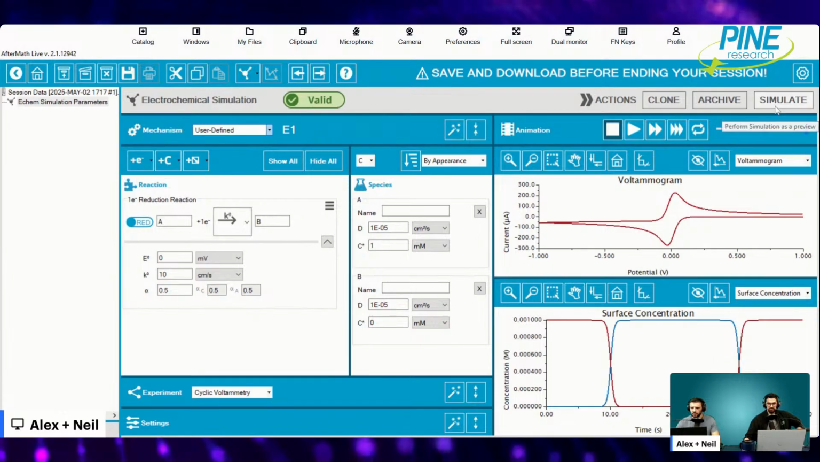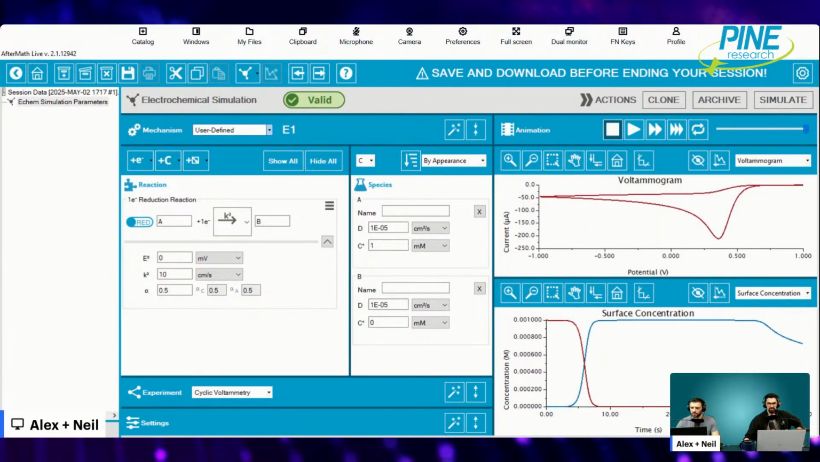And when we simulate this, the voltammogram looks very different. Now, notice one thing to keep in mind is that the current axis changed a little bit. This is the same amount of current as before, but you'll notice there is nothing coming back. There is no oxidation process. We only reduced A to B, but B didn't go back and convert to A.